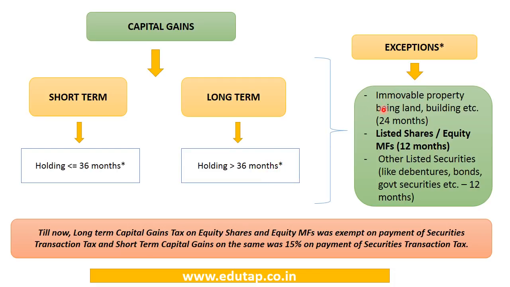For immovable property, this period is 24 months, and for listed shares and equity mutual funds, as we just discussed, the period is 12 months, and for other listed securities like debentures, bonds, etc., this period is again 12 months. Till now, long-term capital gains on equity shares and equity mutual funds were exempt from tax provided securities transaction tax had been paid, and short-term capital gains on these were taxable at 15% provided securities transaction tax had been paid.